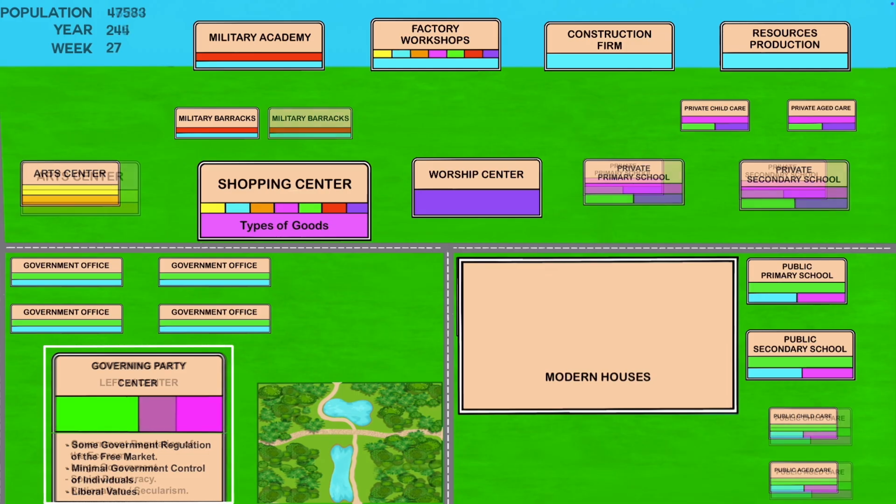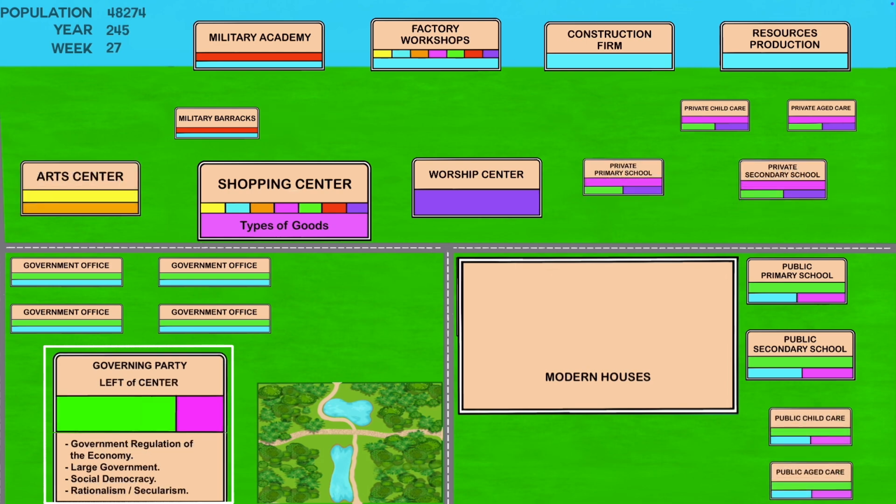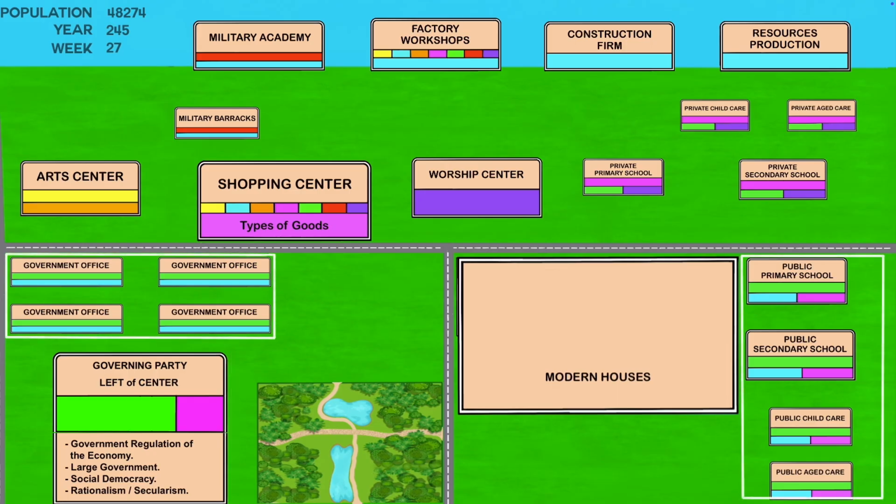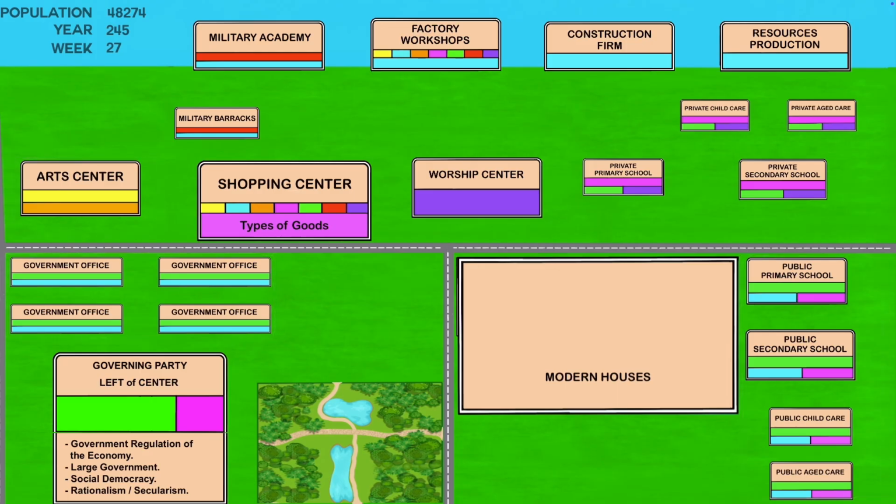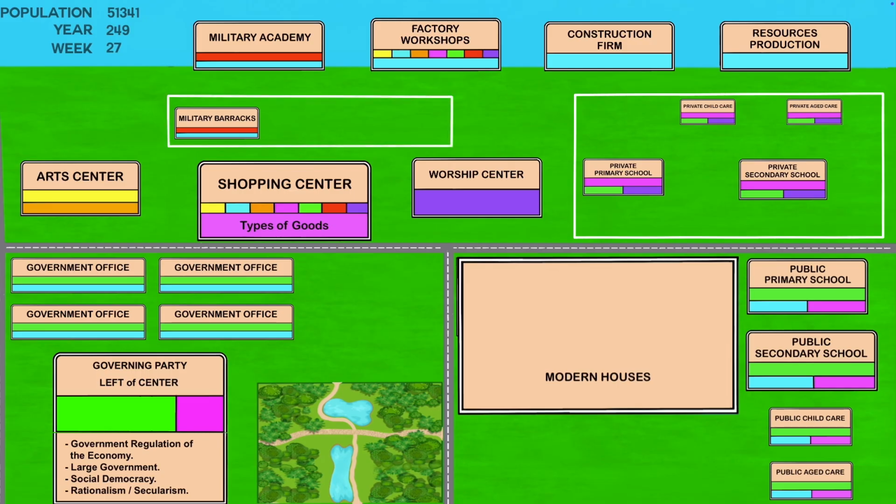Now in year 244, the left of centre party wins the election, and it also imposes its political philosophy onto the culture. This results in an increase in funding for government departments and for public schools, government child and aged care centres, and the arts, and a reduction in funding for private schools and private child and aged care centres, and also a reduction in funding for the military.